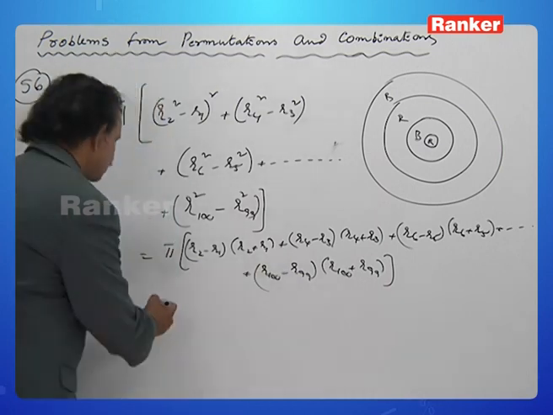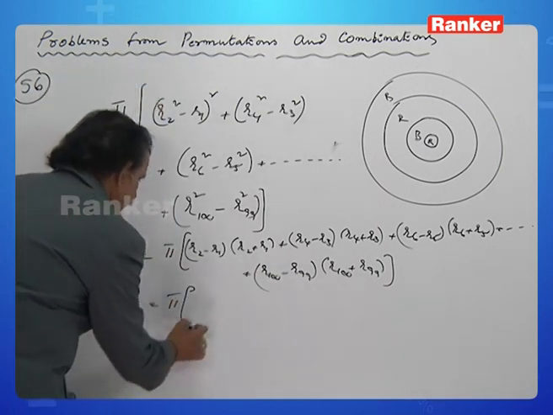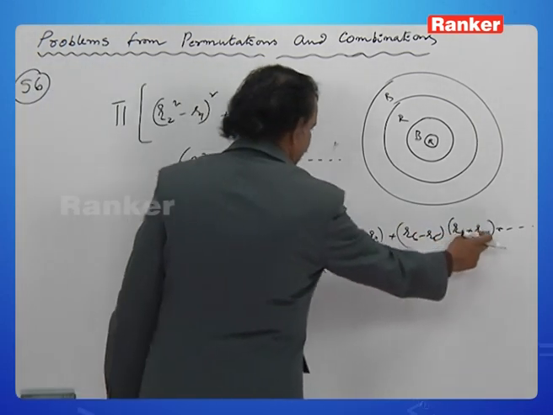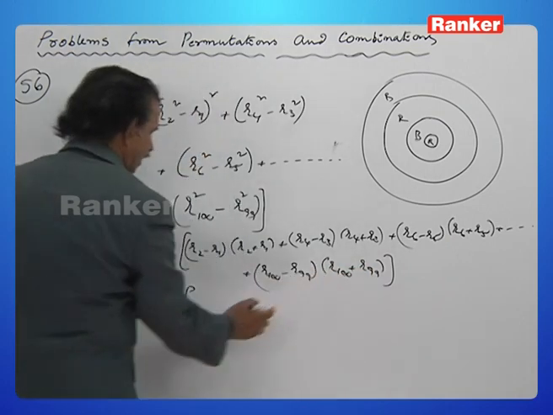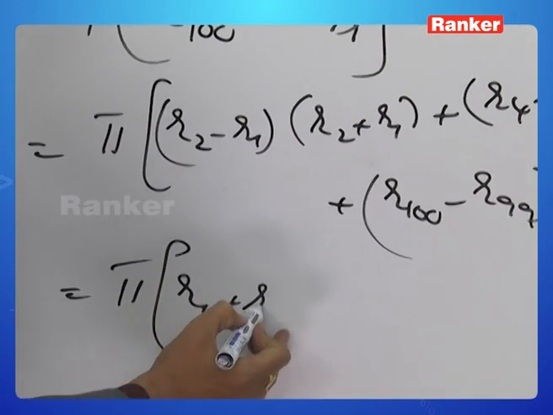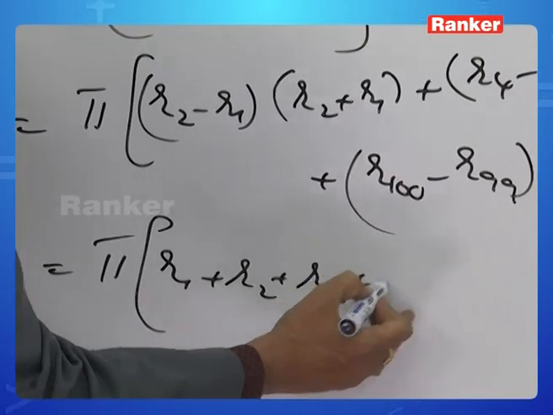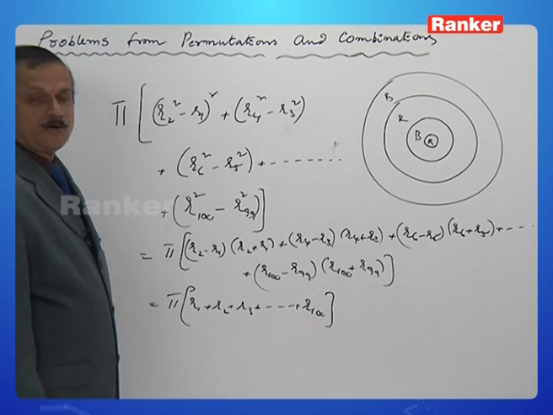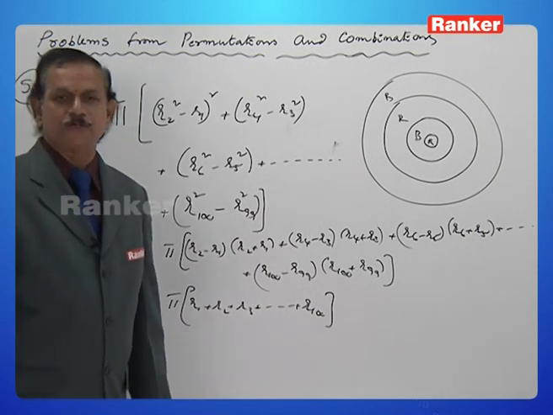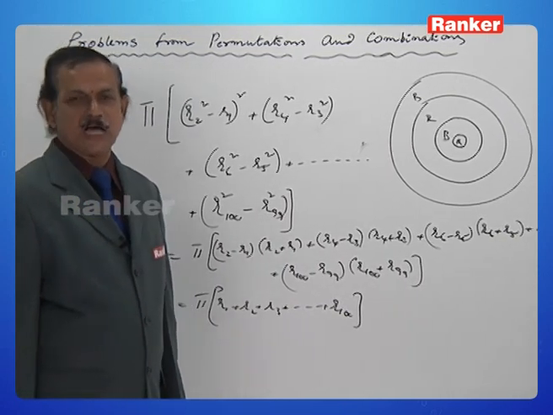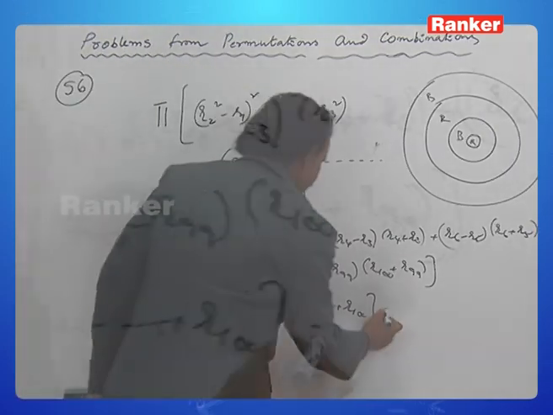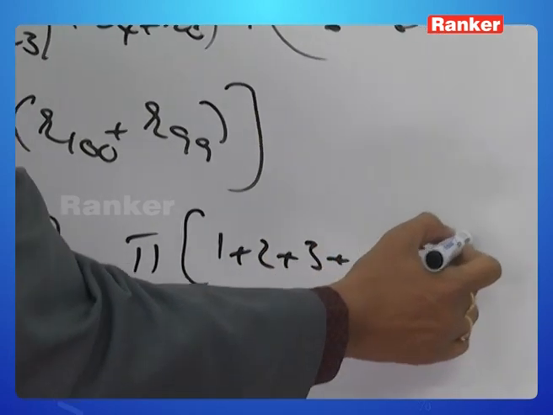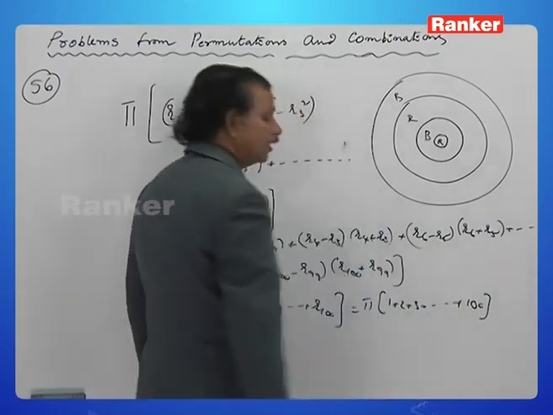Hence, this is equal to pi into R1 plus R2 plus R3 plus R4 plus R5 plus R6 plus, up to R99 plus R100, that is R1 plus R2 plus R3 plus etc. up to R100. Let us now recall what is R1? 1. What is R2? 2. What is R3? 3, etc. What is R100? 100. Hence it is pi into 1 plus 2 plus 3 plus etc. up to 100.